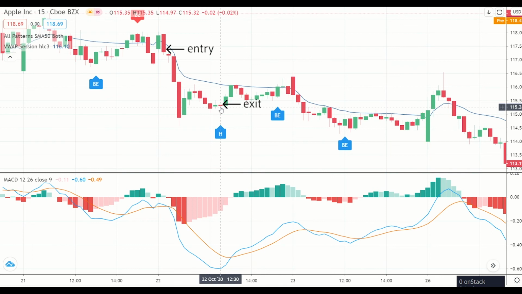at 115.26, and from 117 we get a $2 profit.